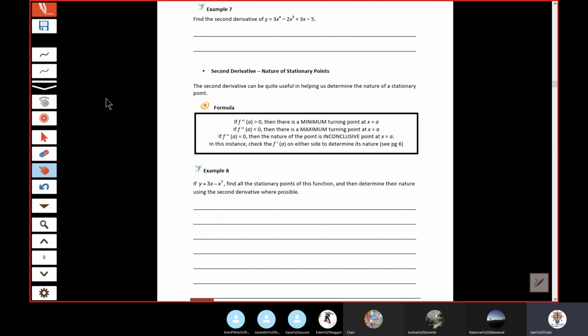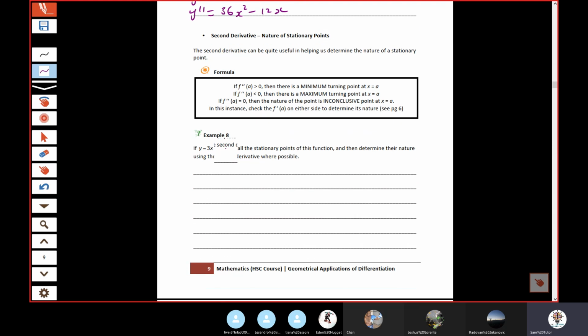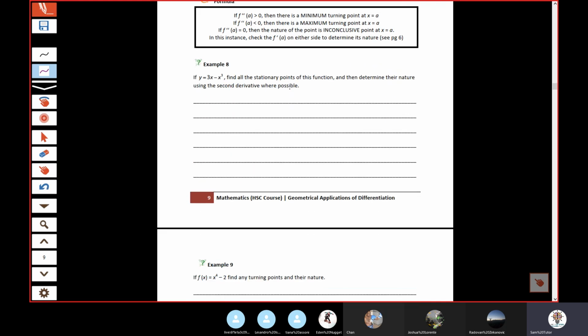Okay, let's do it. Second derivative of this, y dash equals 12x cubed minus 6x squared plus 3, and then y double dash is 36x squared minus 12x. This one, if y is this, find all stationary points and determine their nature. Y dash is 3 minus 3x squared, y double dash equals negative 6x.